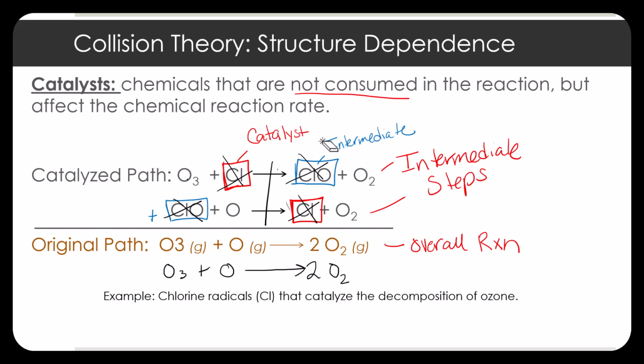So what is the purpose of the catalyst? Why are we studying this? Well, the catalyst provides an alternate mechanism or alternate way to react, okay? If it was just this reaction path down here, O3 plus O, that would be a much slower reaction. But if we introduce this idea of a catalyst, it's going to speed up that reaction by breaking it down into 2 steps and making it a faster reaction.